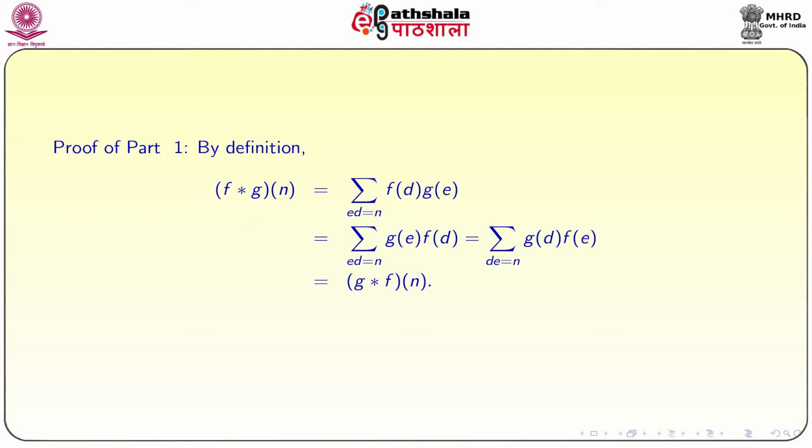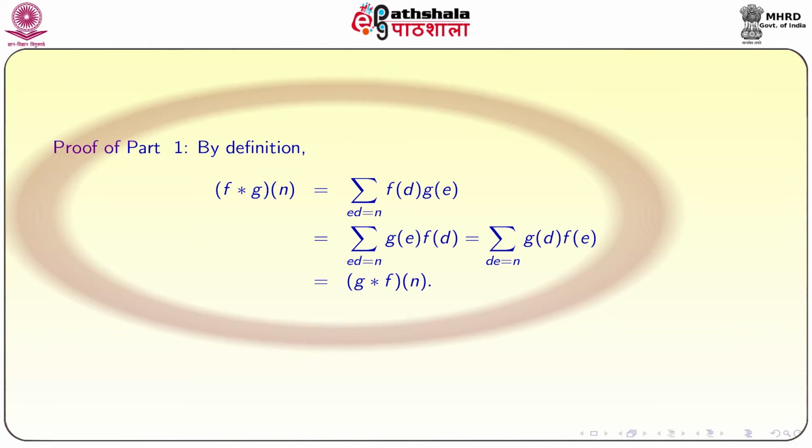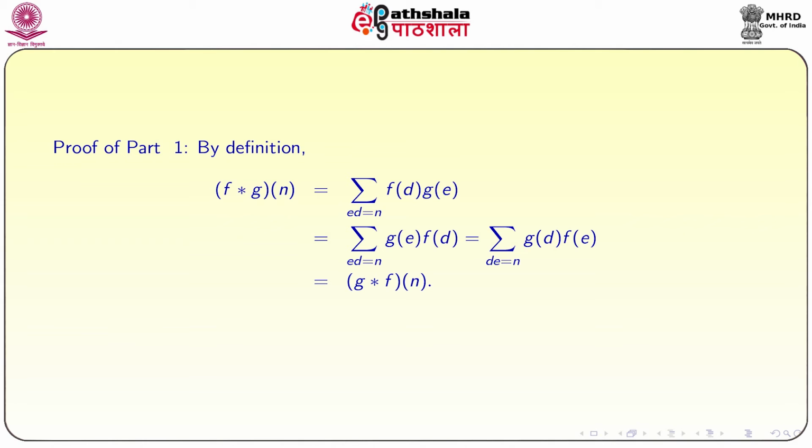f star g of n is equal to, by definition, the summation over d e equal to n of f of d into g of e. So, that is also equal to g of e into f of d. d e equal to n means that d into e is also equal to n. So, we have g of d into f of e. So, this is nothing but g star f of n. So, this is true for all n. So, f star g equal to g star f.